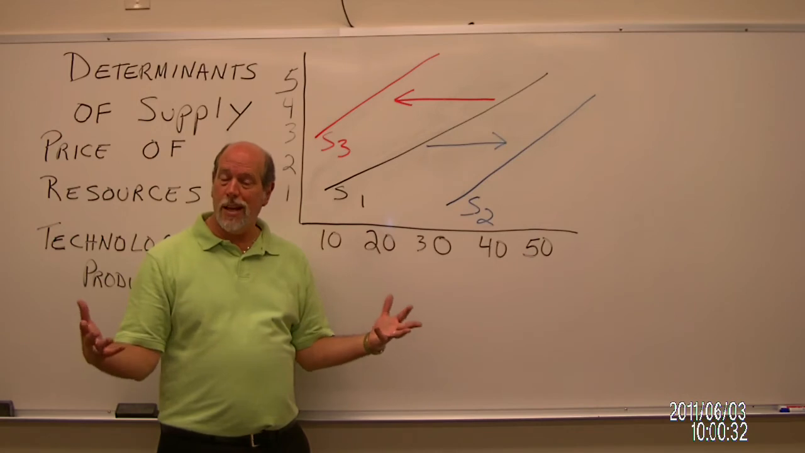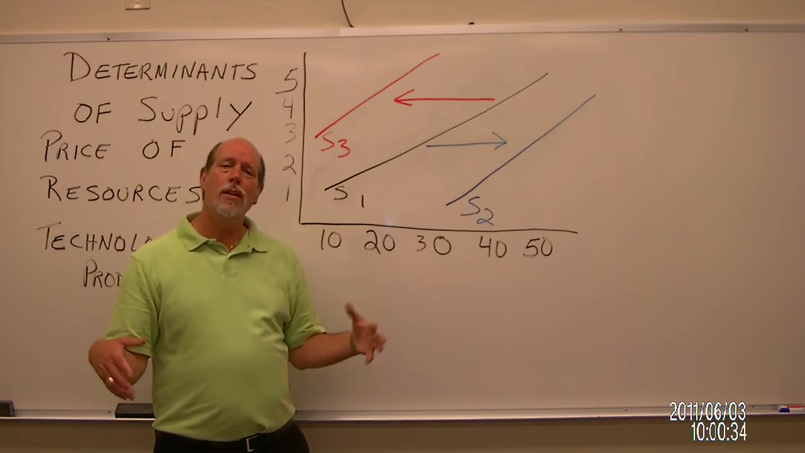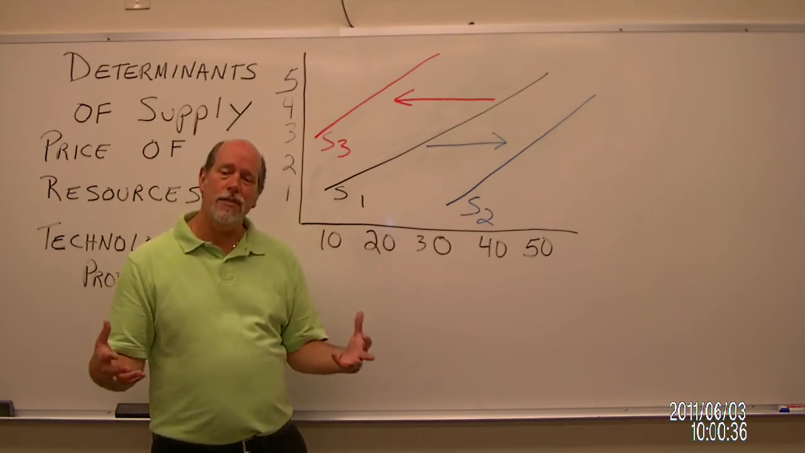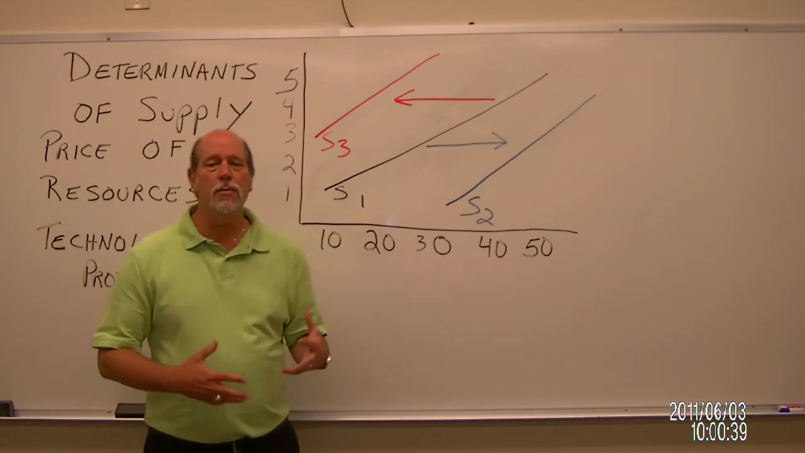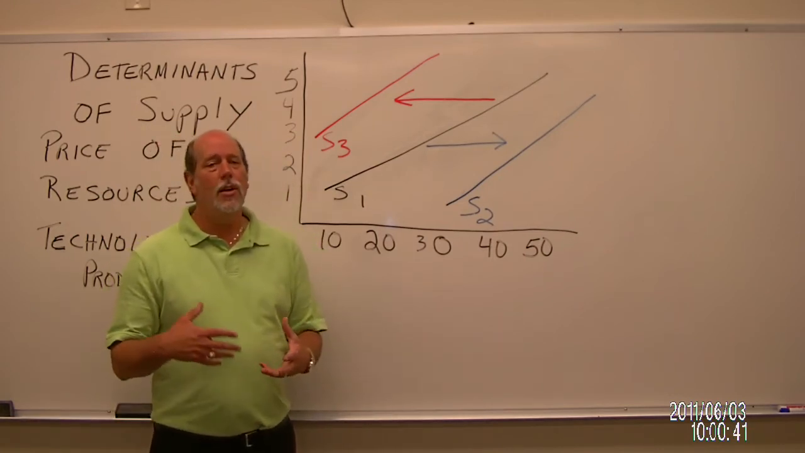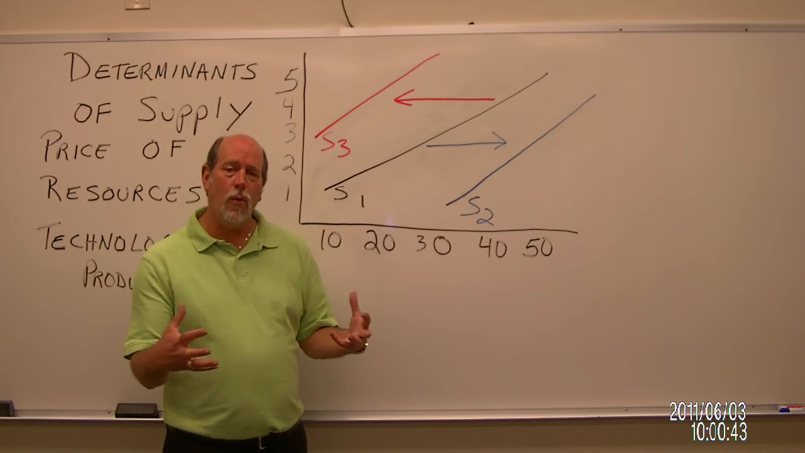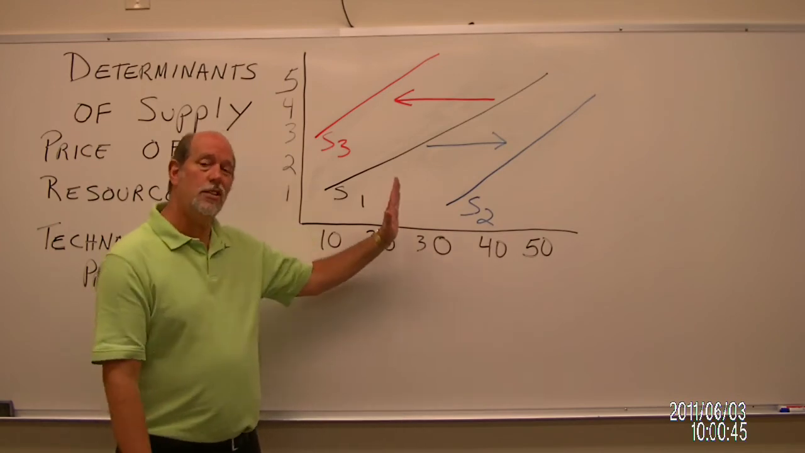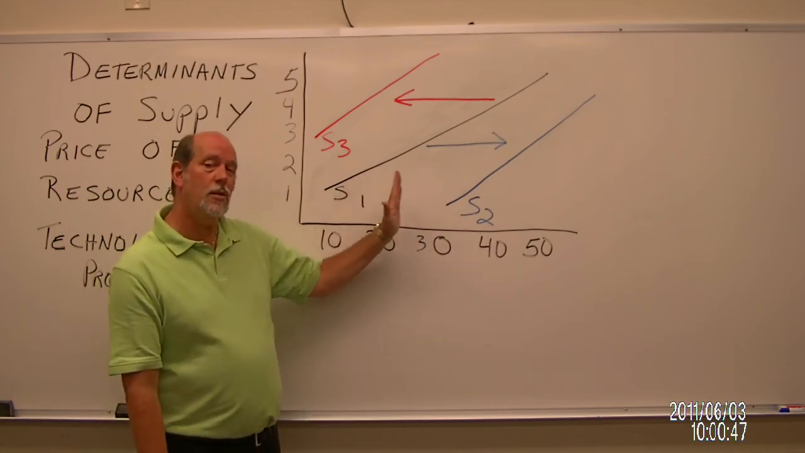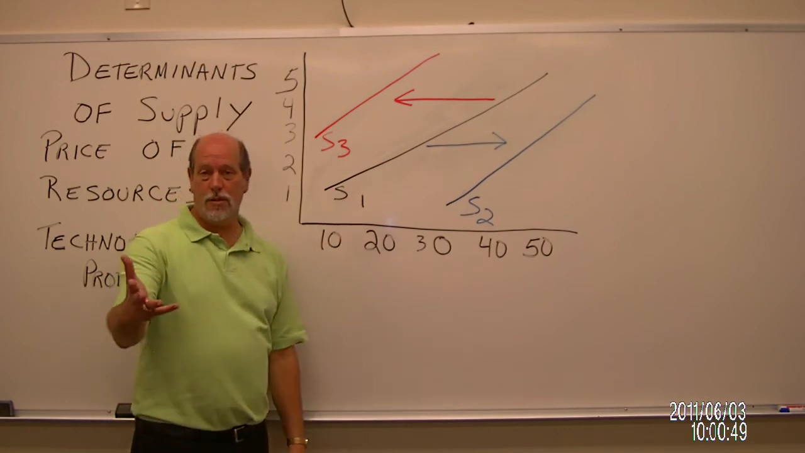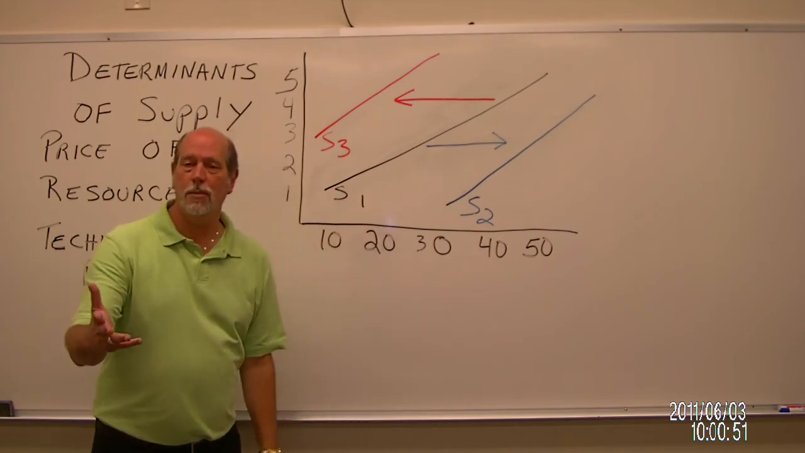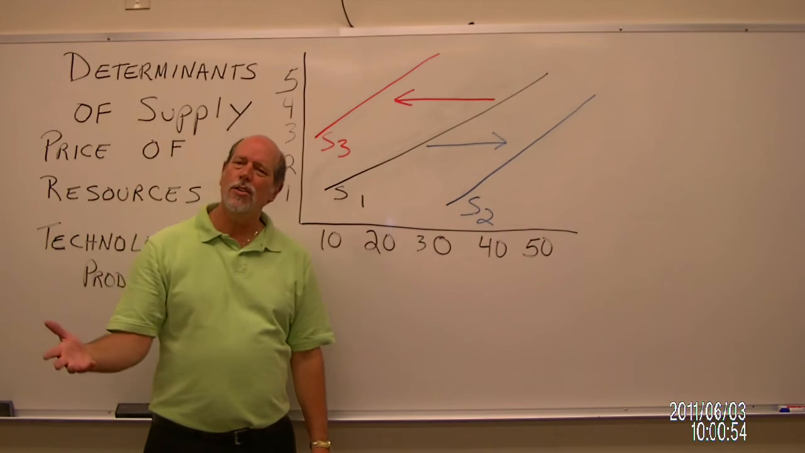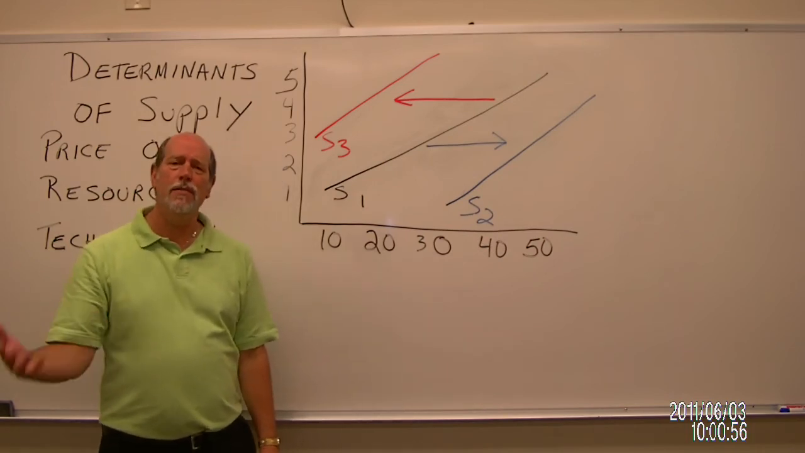Once again, of course, the converse is true too. When those inputs aren't as effective, when our people can't do as much, our machinery can't do as much, or technology is no longer available for one reason or another, then we're going to see supply fall. We're going to see a decrease in supply, and that's going to be illustrated as a shift left of the supply curve. What might cause technology to be unavailable?